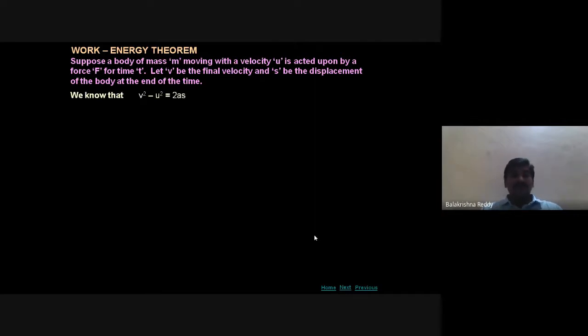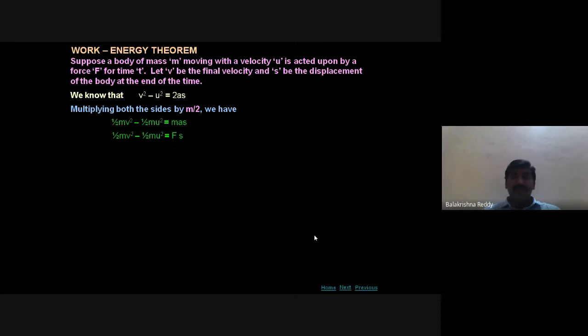Now we know the third equation of motion, which we can use to find the acceleration. With the help of the third equation of motion: v square minus u square equals 2as. I am multiplying both sides by m by 2. So I have half m v square minus half m u square equals m a s.